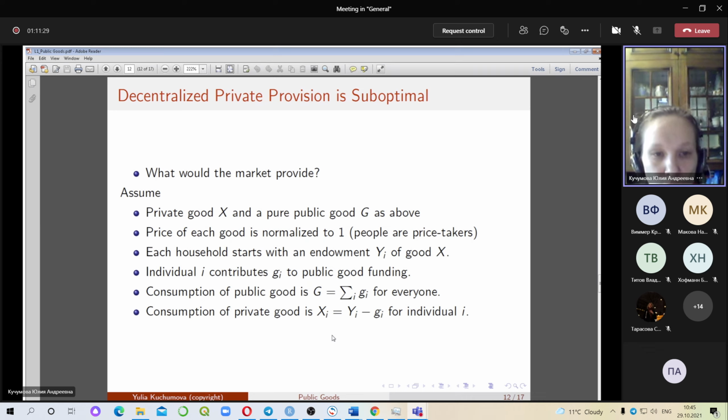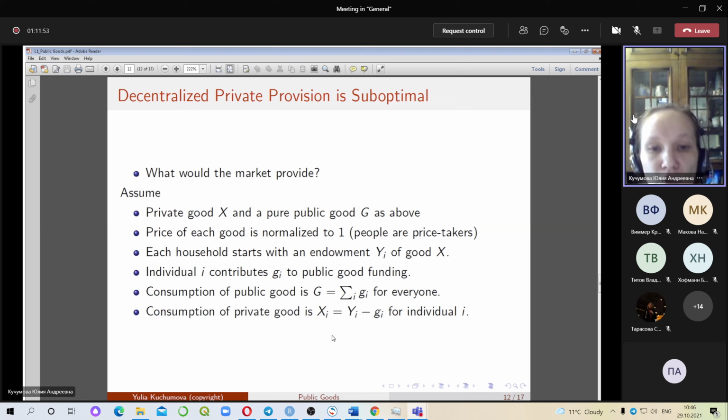We now need to specify prices, right? We talk about the market. The price of each good is normalized to 1, and individuals are assumed to be price takers. So each household starts with an endowment yi of good X. And what is critical now is how we would finance the provision of the public good.